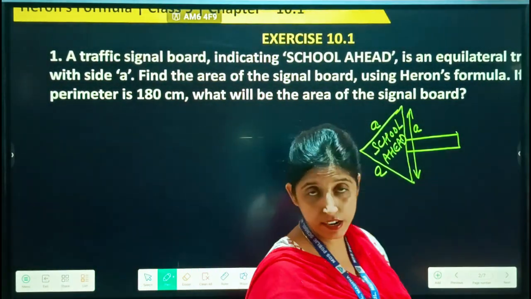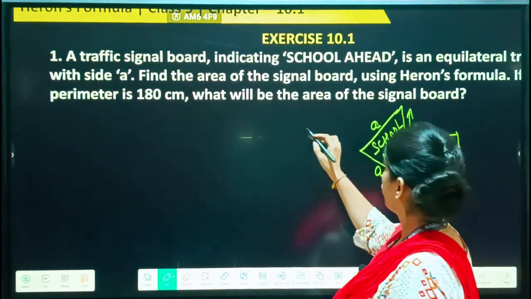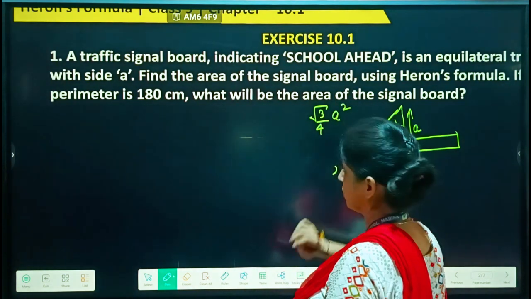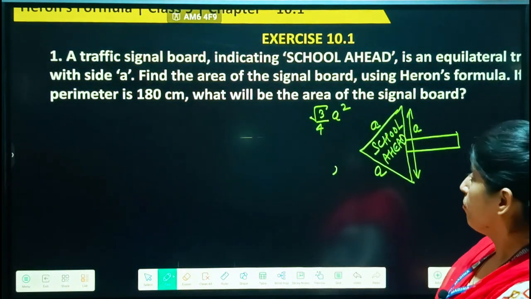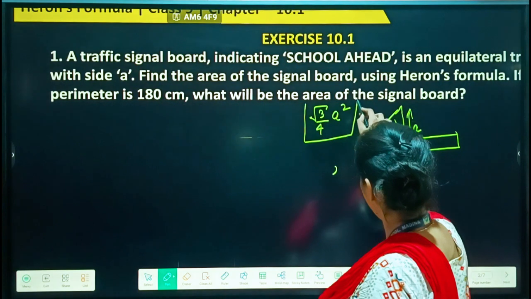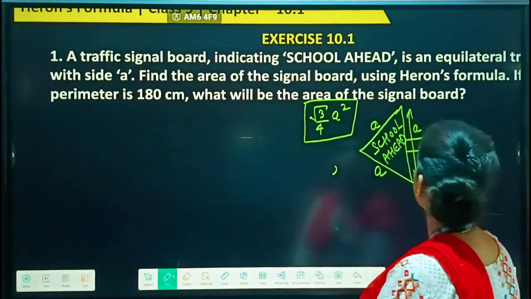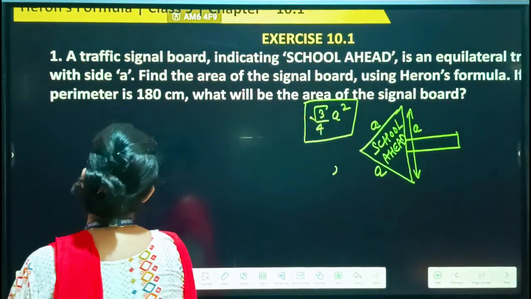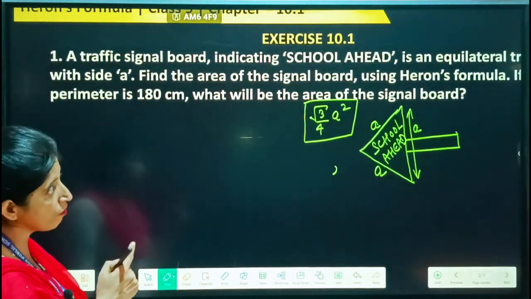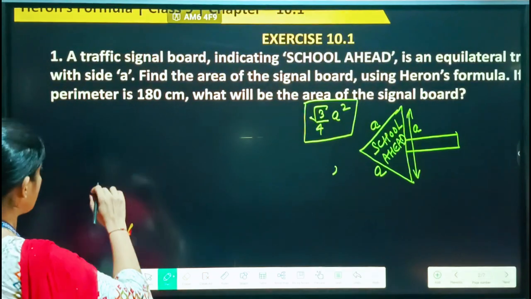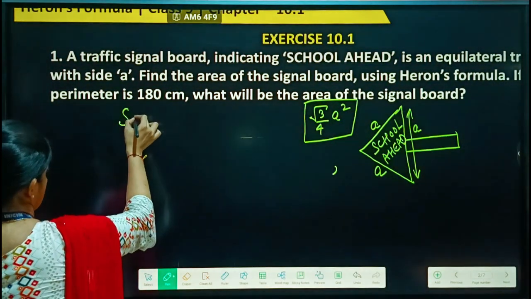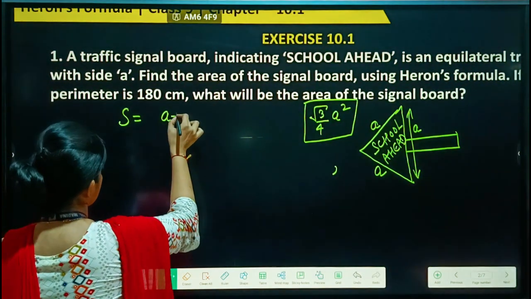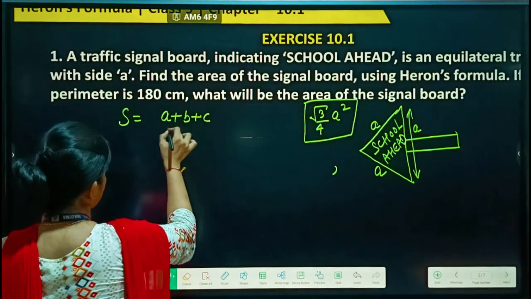We know that the equilateral triangle area is root 3 by 4 into side square, meaning a square because the side is a, right? But this we will find by using Heron's formula. Yesterday I told you what Heron's formula is. For finding the area from Heron's formula, we will use the first S. S is the semi-perimeter, that is the sum of all sides, a plus b plus c, divided by 2.